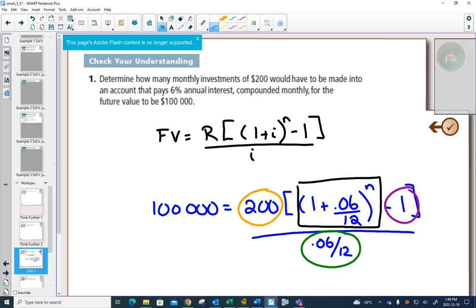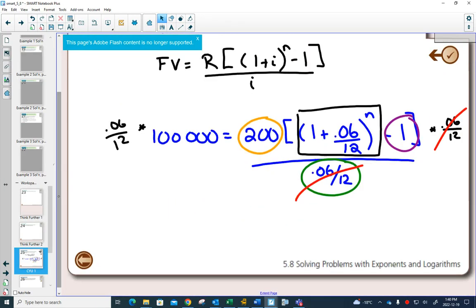Now, I personally would get rid of the dividing first. We've got a big fraction. I would multiply both sides by 0.06 over 12. This side by 0.06 over 12. Can you see that that would cancel out that part? Go to my calculator. These are always calculator questions. 100,000 times 0.06 divided by 12. 500. Nice number.